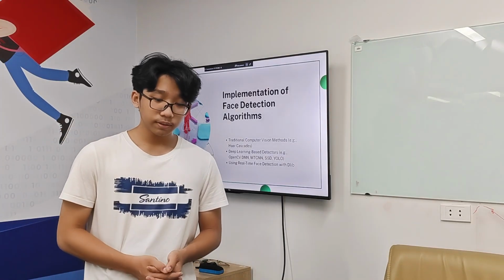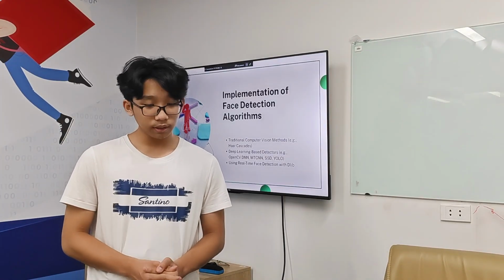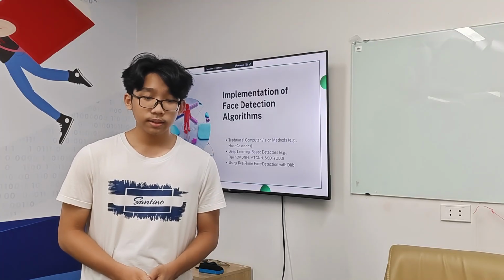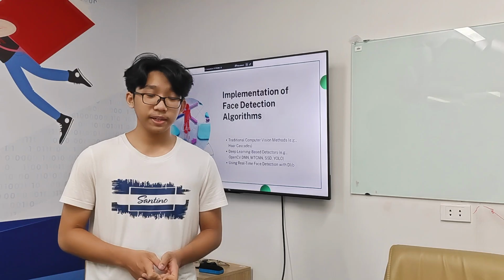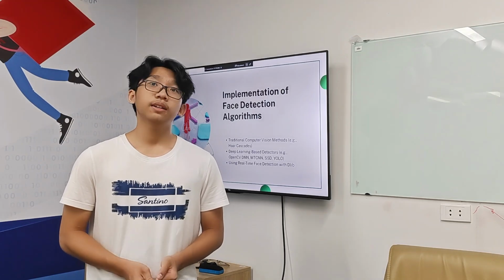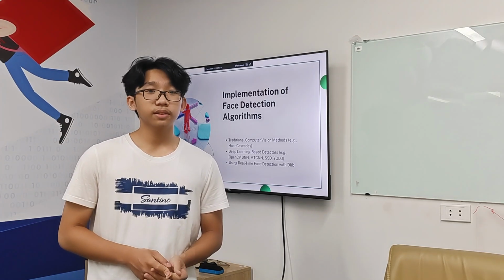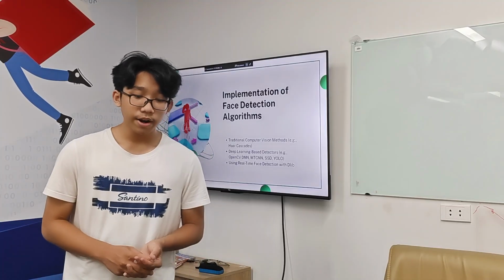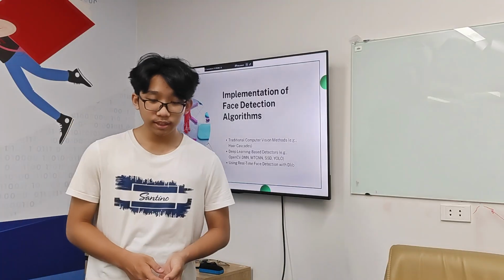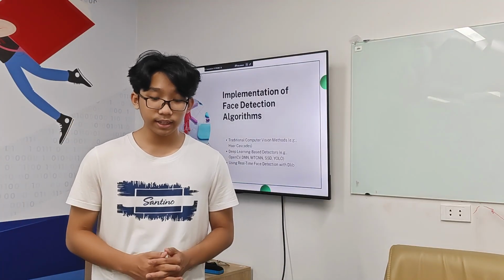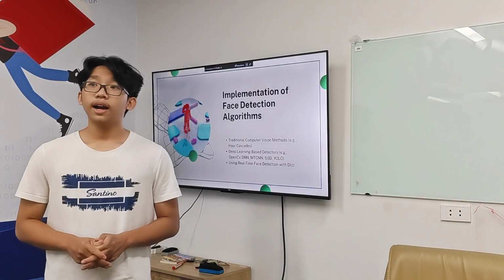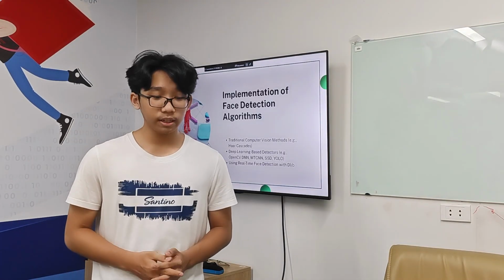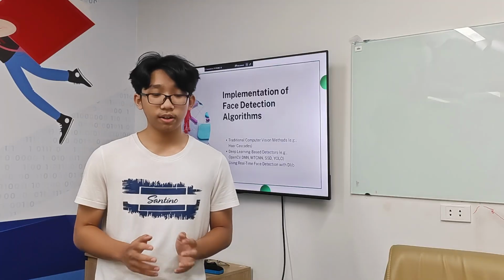So the first, the traditional computer vision method, is the basic one. It has the fastest speed, but it is not so good at accuracy. However, the deep learning based detector and real-time face detection have high accuracy, but the speed is so slow.